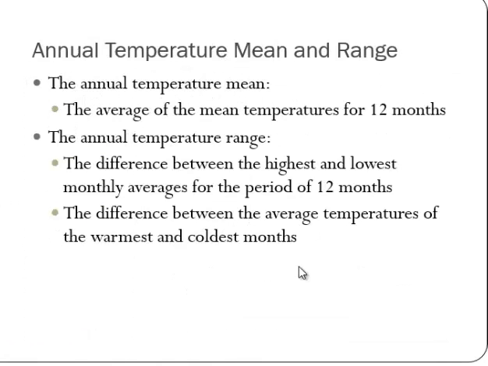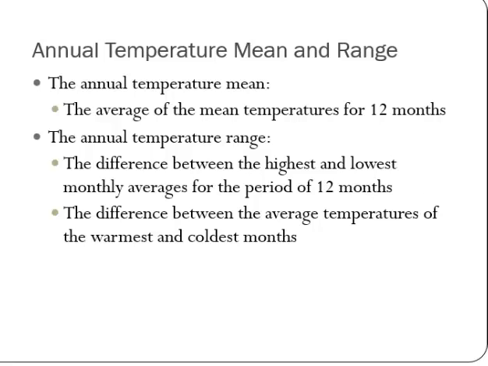Okay, the annual temperature is the same basic idea. The annual temperature, they look at the high for the year and the low for the year, the average of the mean temperatures for every day for the entire year. The annual temperature range is the difference between the highest and the lowest.